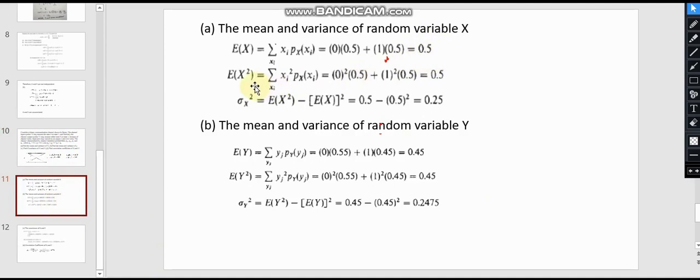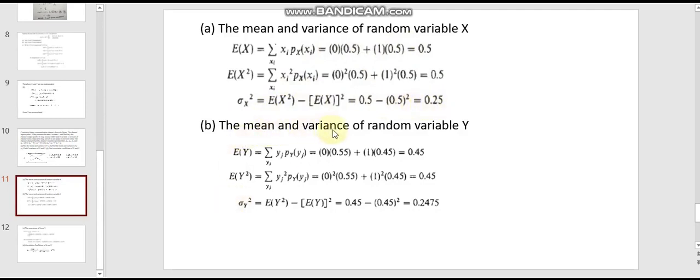Similarly, the variance of random variable x is defined by this formula. The second moment of x is defined by this formula, which is equal to 0.5. So this way we can find the variance of x by incorporating the above values in this formula. We will get the variance of x, which is equal to 0.25.